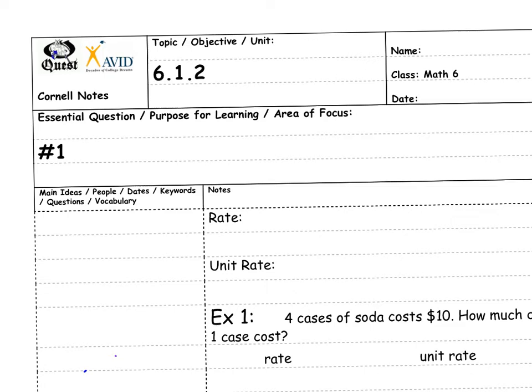Hello! Today we're going to start our new unit, 6.1.2. So remember that means grade 6, first module, second part. And it is about rates and proportions. Don't forget your name, Math 6, whatever date you're taking these notes.